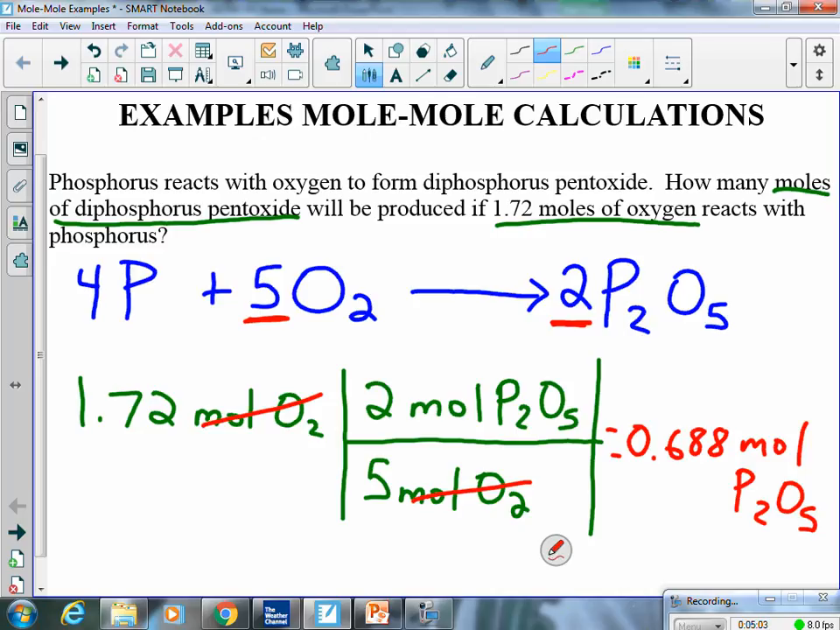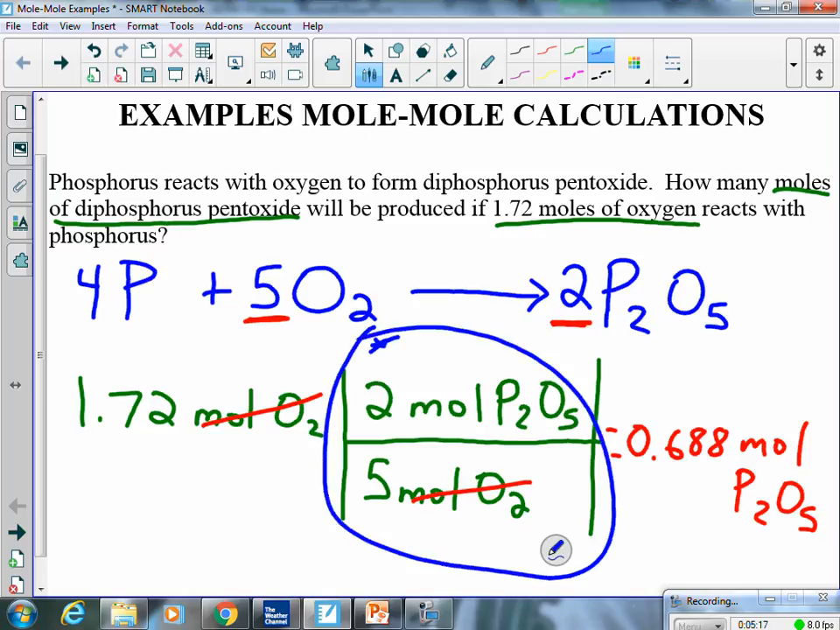Now, the big part, ladies and gents, the big part is this molar ratio right here. Okay? This step right here, that molar ratio, do you understand how we did it? We read that from the balanced chemical equation. All right? Give me a thumbs up.